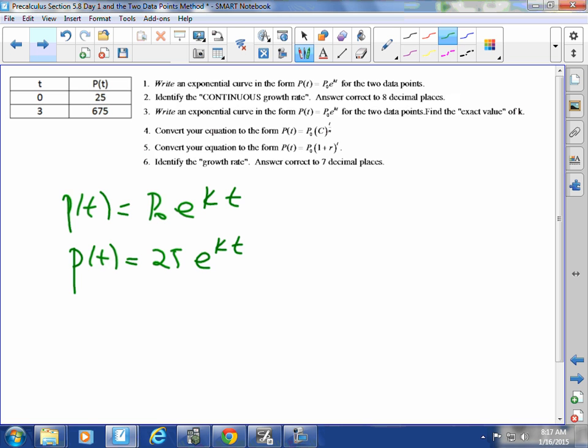Now, if my goal is to find k, I simply use the second data point to eliminate the remaining variables in my equation. So this becomes 675 is equal to 25e to the kt.